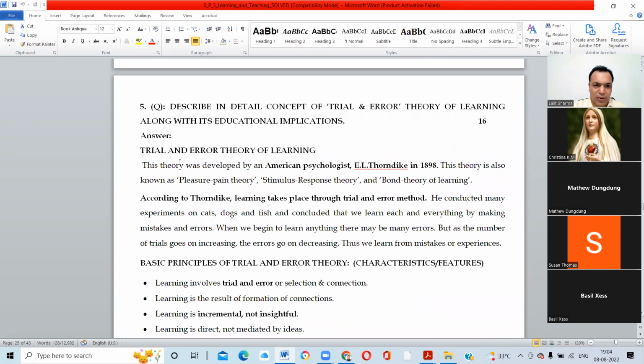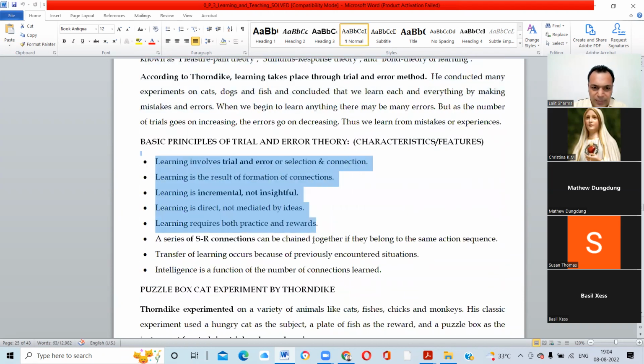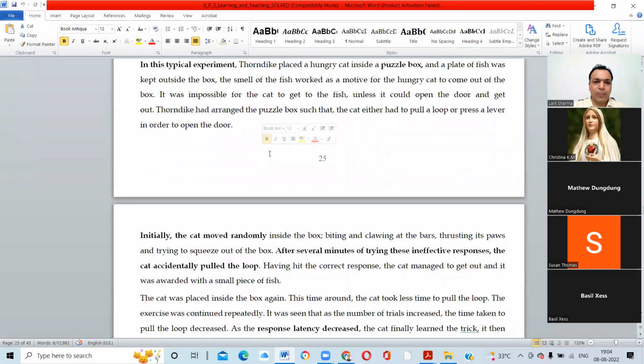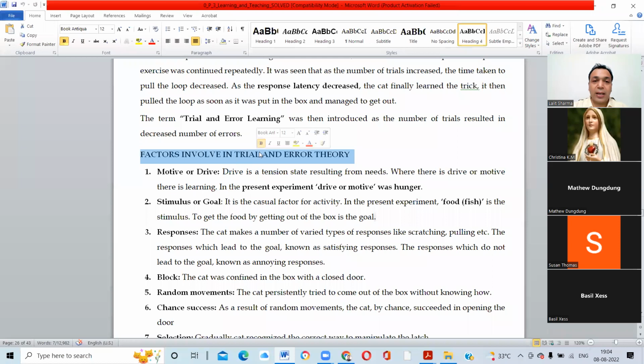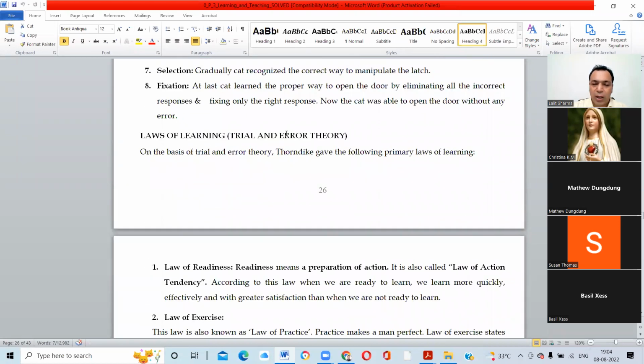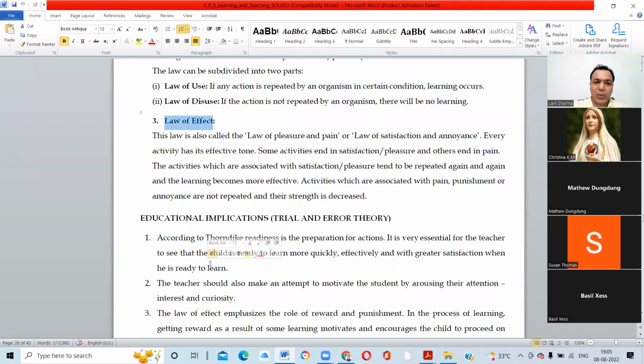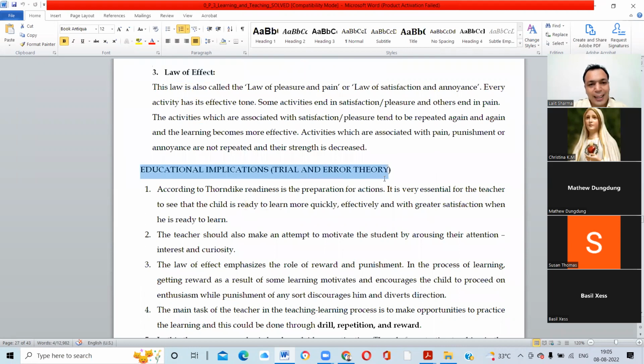For example, first about the theory, then what the basic principles are. Make the heading like that. Then the cat experiment. Then you have to talk about factors involved in the trial and error theory. Then make the heading laws of learning. There are 3 laws: law of readiness, law of exercise, law of effect. Then make the heading educational implication. So see, under one theory you have made 5 or 6 headings. Similarly, under the conditioning theory you have to make 5 or 6.